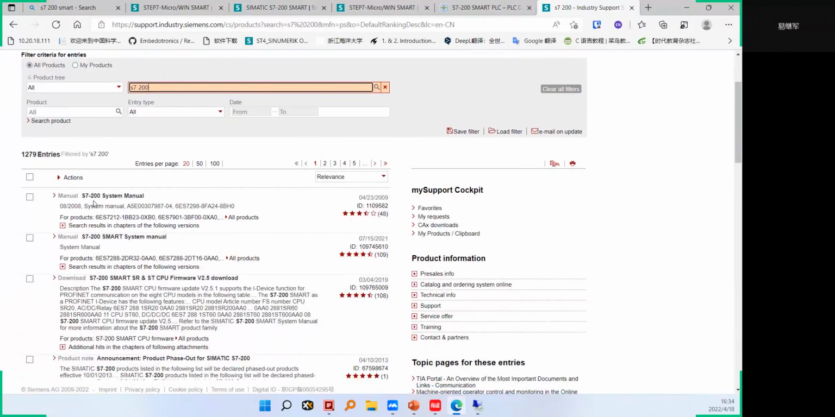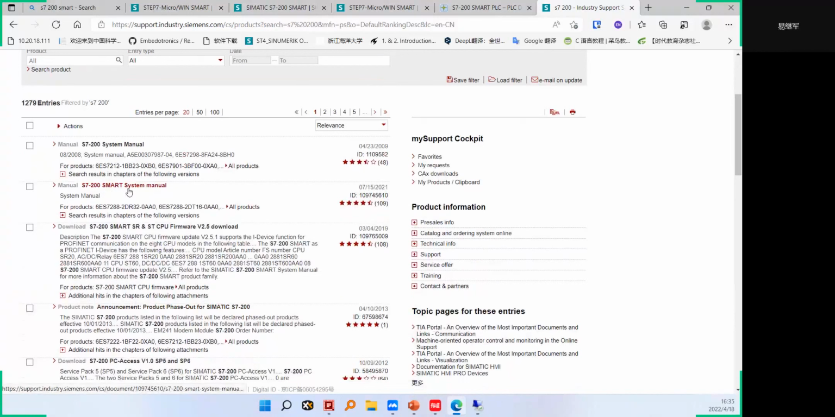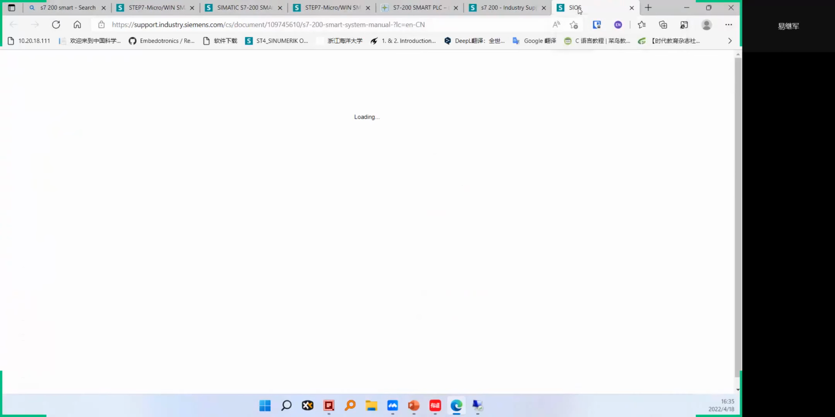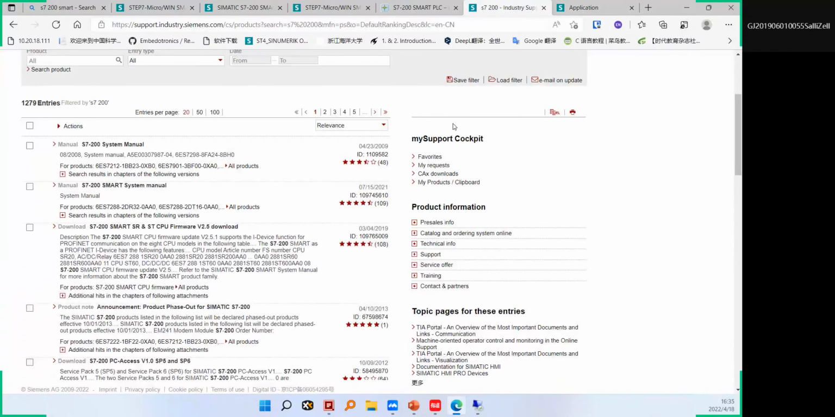This is the S7-200 system manual. You can download the system manual. This manual is 2009. This is 2021, last year. You can download. Actually, there are examples in it, examples we can follow. Okay, I can give you some examples you can follow.